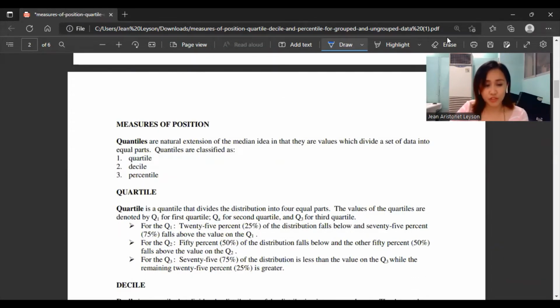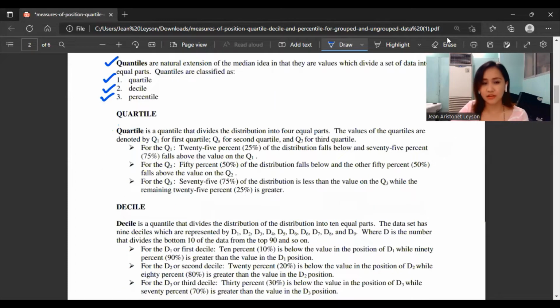So measures of position, again also known as quantiles, these are natural extension of the median idea in that they are values which divide a set of data into equal parts. So quantiles are classified as, so there are three types, which I have mentioned earlier. The first one is the quartile. The second one is the decile. Third one is the percentile. Let's start with the concept of quartile.